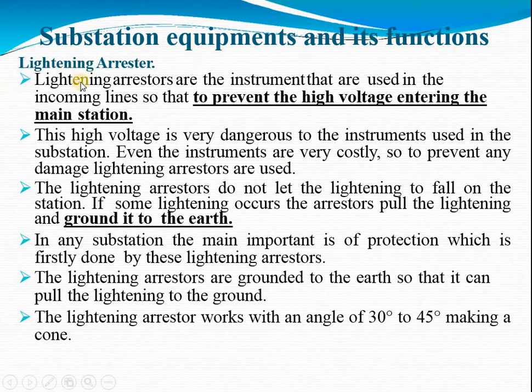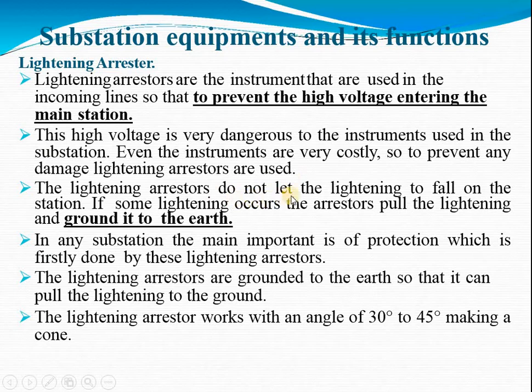Substation equipment and its functions. The next equipment is a lightning arrestor. This equipment is used for protection purposes. Lightning arrestors are instruments used in the incoming lines to prevent high voltage from entering the main station. This high voltage is very dangerous to the instruments used in the substation. The instruments are very costly, so to prevent any damage, lightning arresters are used.